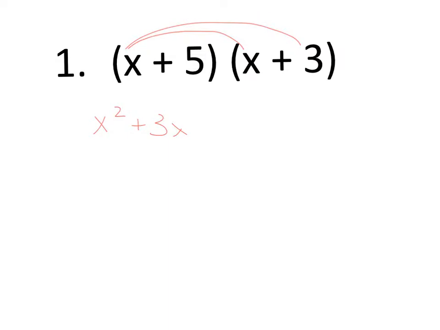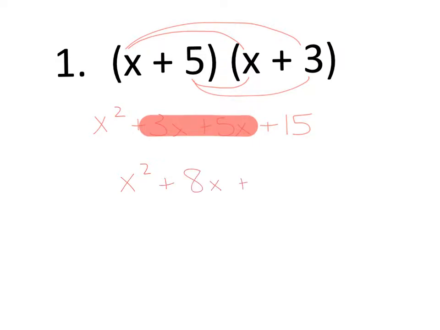All right, now you're going to do the same thing with the 5. You're going to just distribute the 5 to both parts. So you get a plus 5x and a plus 15. Now, you do need to clean it up, so we're going to combine like terms here in the middle, and we're going to get x squared plus 8x plus 15. And that is going to be your answer, okay? You cannot put together a squared and a non-square, okay?